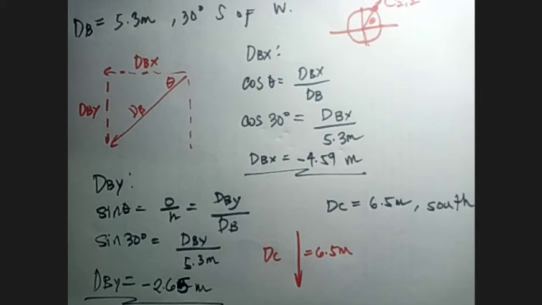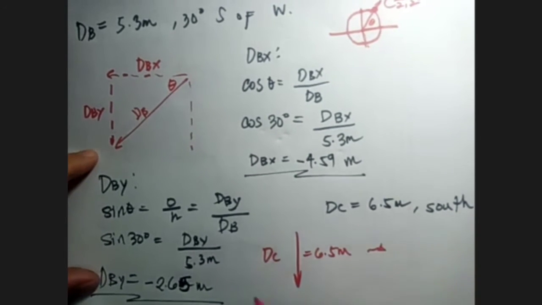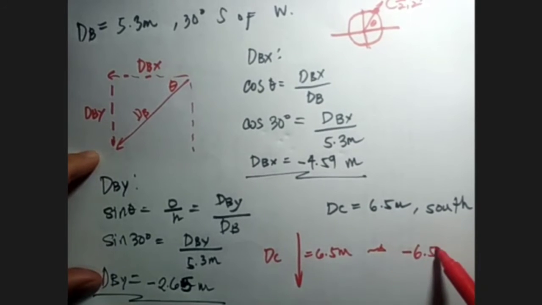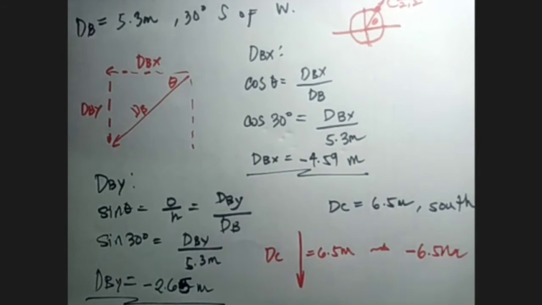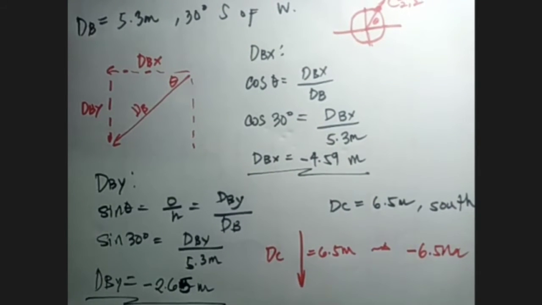Kapag naka-incline siya, meron siyang slope. Automatically, meron siyang component sa x-axis and y-axis. In this case, D sub C is in the y component only. So therefore, 6.5 meters going downward, that is negative. Combine natin lahat na na-obtain nating data or answers in respect to their component. So we have D sub A, the summation of all x's and the summation of all y's.